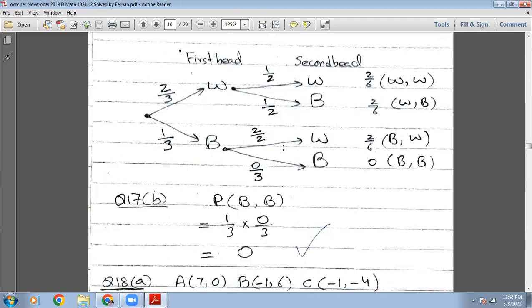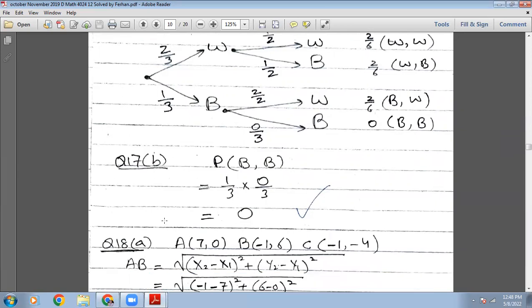So the probability of getting white comma white will be 2 by 6, and the probability of white comma black will be 2 by 6. Getting black comma white will be 2 by 6, and getting black comma black will be 0. Their question is, what is the probability of getting the black comma black?